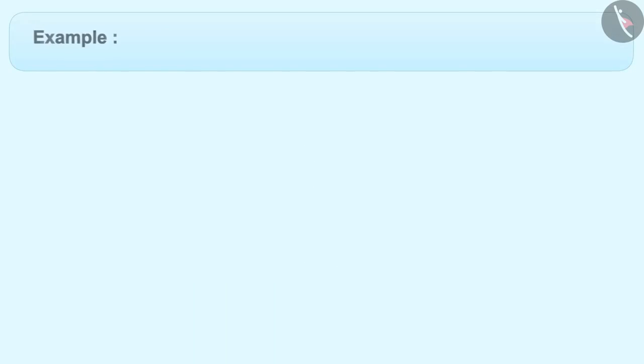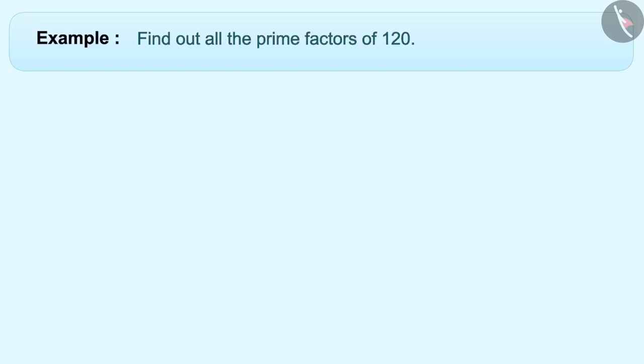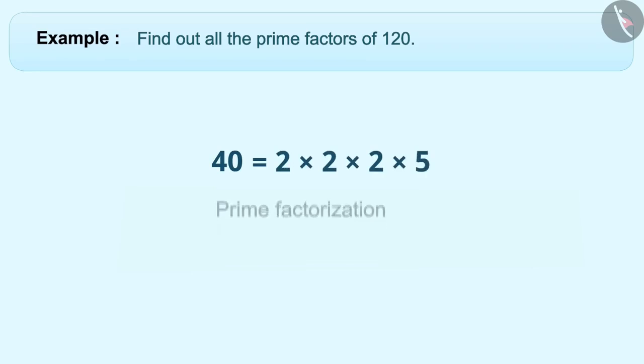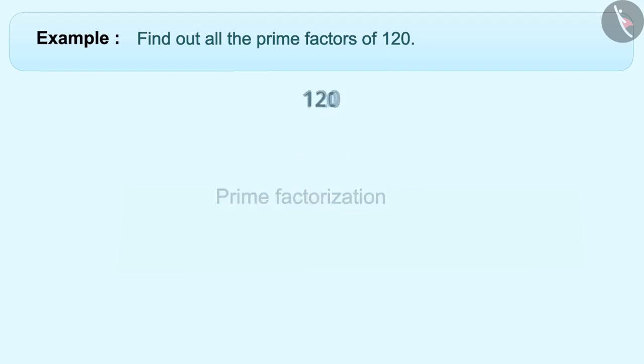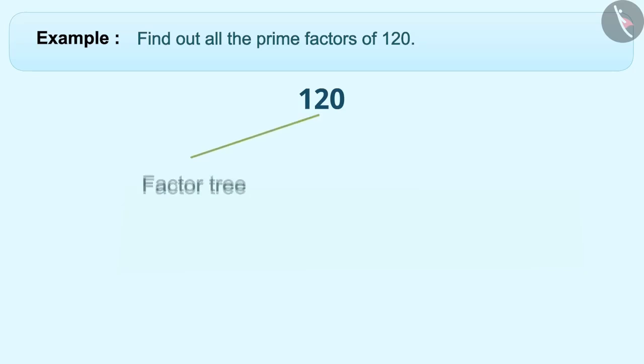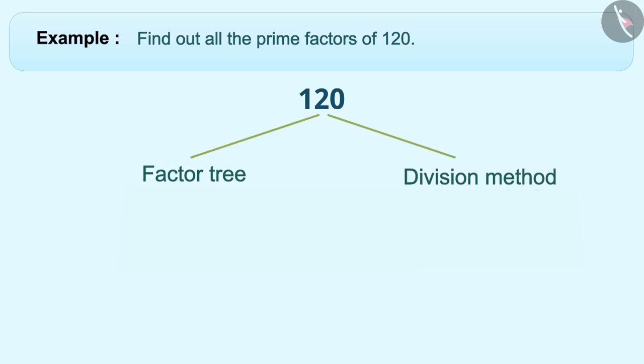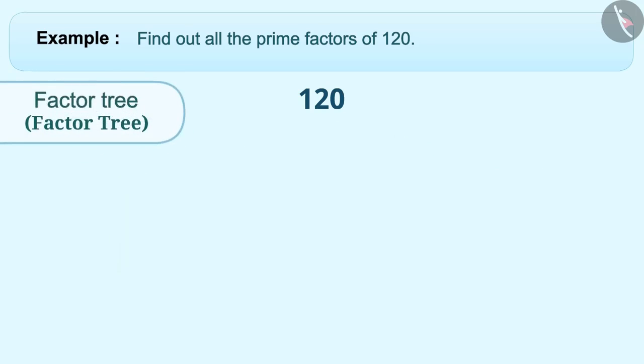Next example, find out all the prime factors of 120. Prime factorization is the method of expressing any number into its prime factors. Let's do the prime factorization of the number 120. In order to do this, we can choose any method between the factor tree or the division method. Let's use the factor tree method here.